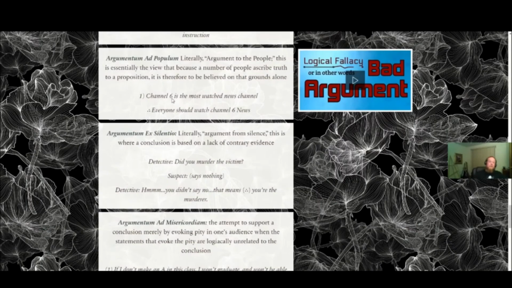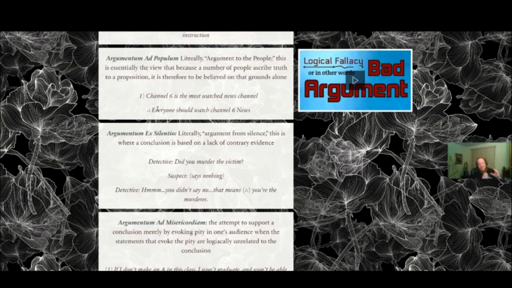A similar argument would be argumentum ad populum. And this one is sometimes called the bandwagon fallacy. This is the peer pressure fallacy. This is because a bunch of people are doing something that therefore it makes it true. So in this one, the example I have, and I'm thinking of a news commercial for the local news. Channel 6 is the most watched news channel. So you picture the meteorologist looking at the weather and then laughing.